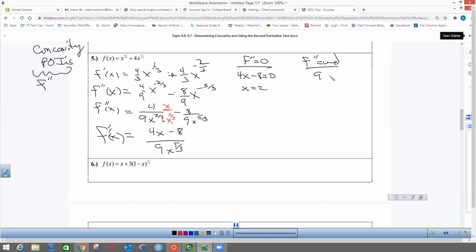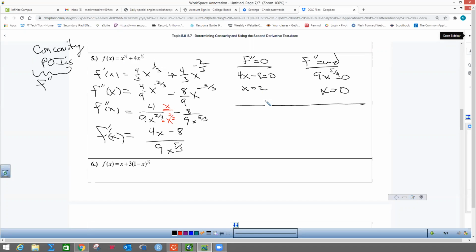And then we want to find where 9x to the 5/3 equals 0. So we get x equals 0 for that. So these are my critical numbers right here for the points of inflection. And I hope we know this function is continuous, because we have a cube root. An odd root in the denominator means negative numbers are fine as well.